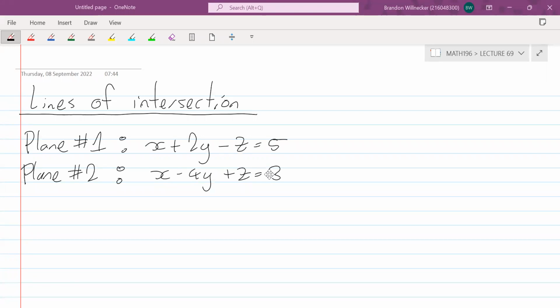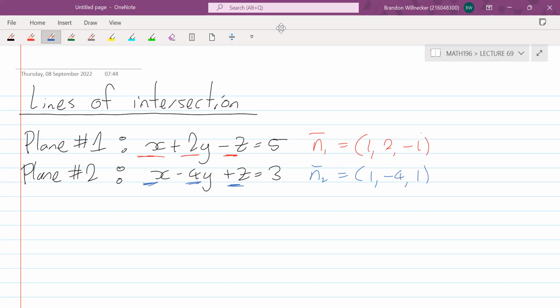Now, we know that the orientation of a plane, so how it's set up in 3D space, is given by the normal. And the normal is provided by these coefficients. So there, and there, and then here, here, and here. So we can write these two normals as n1, that's going to be 1, 2, minus 1, and n2, that's going to be 1, minus 4, and 1.